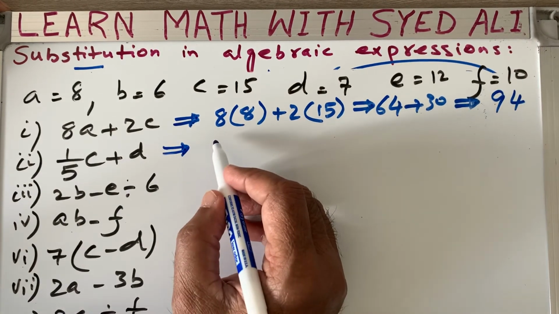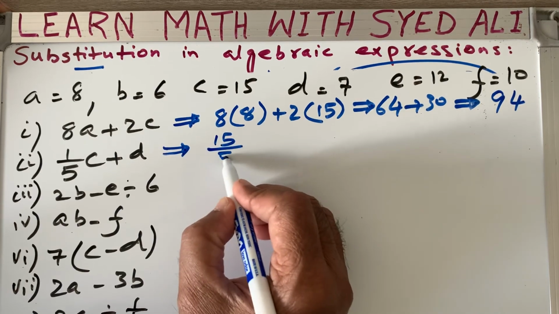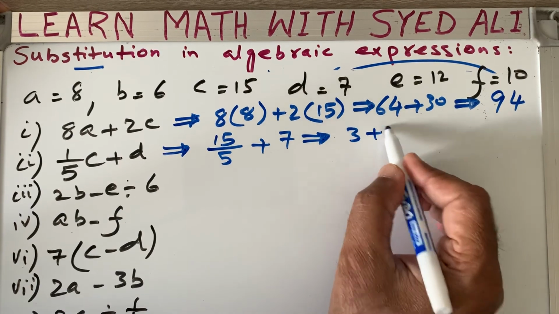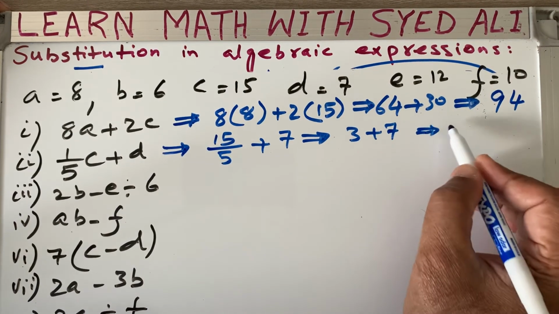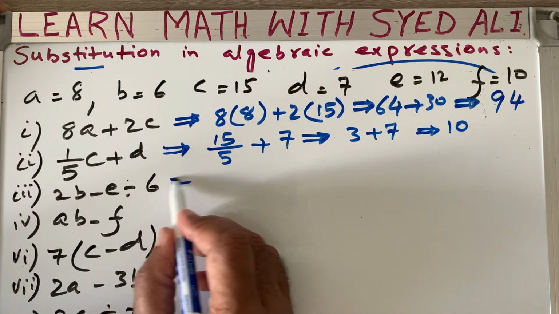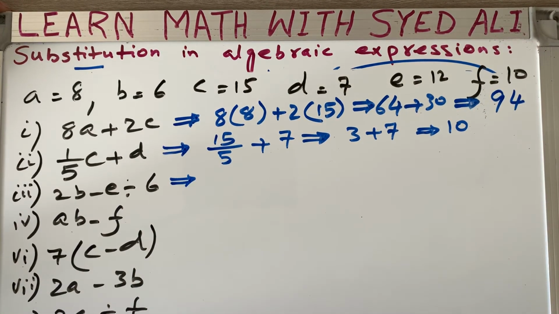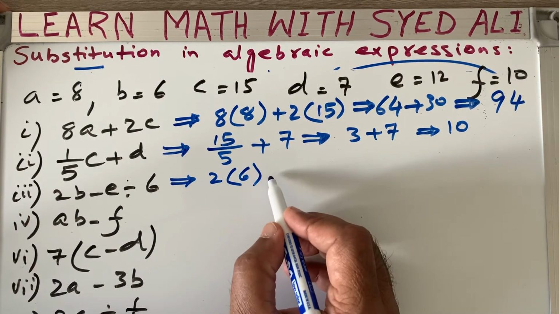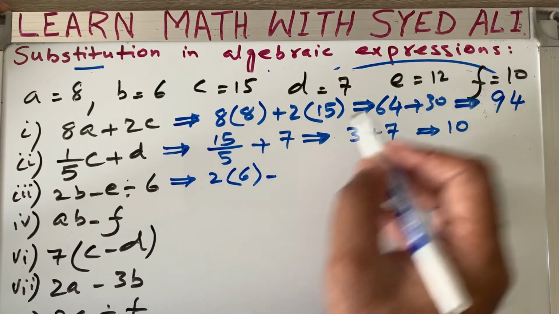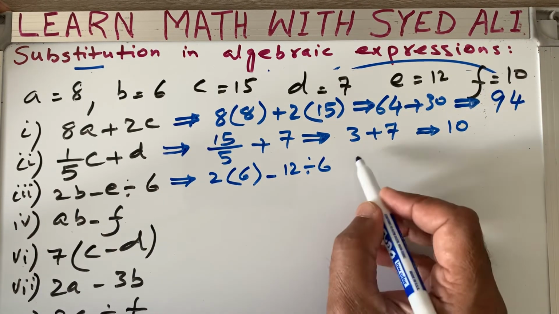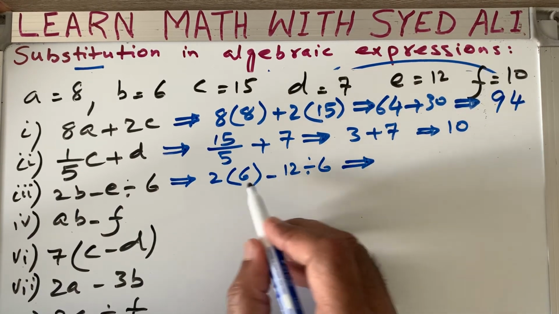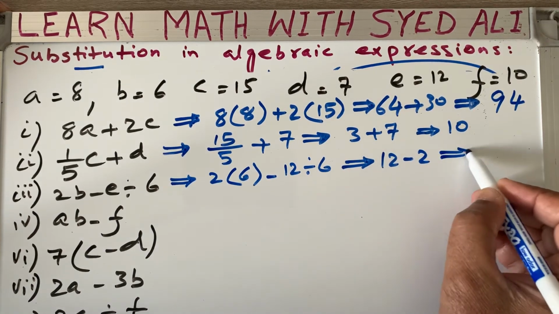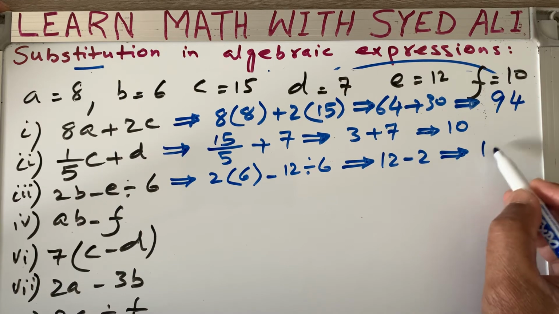So 1 over 5c, c is 15, so 15 divided by 5, plus d is 7, so that will give you 3 plus 7, and 3 plus 7 gives you 10, right? Are you following me? You can take your time and you need to substitute the values of the variable. So 2b is 12, minus e divided by 6, that is 12 minus 2, and you arrive at 10, right?